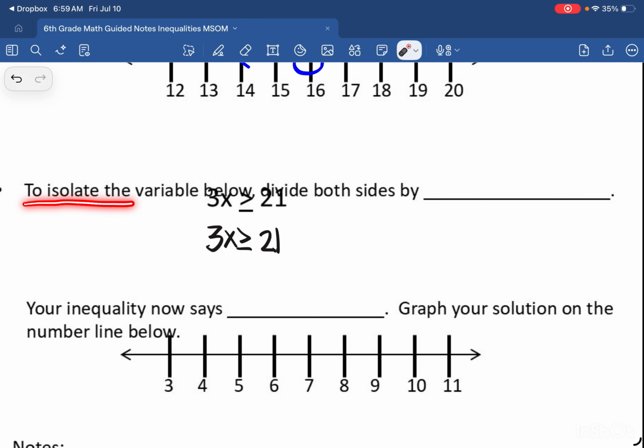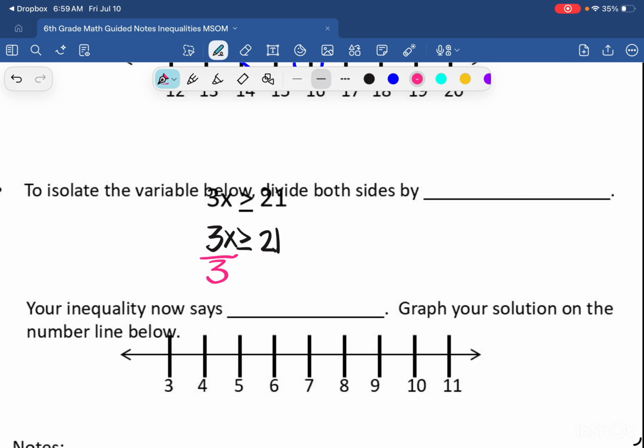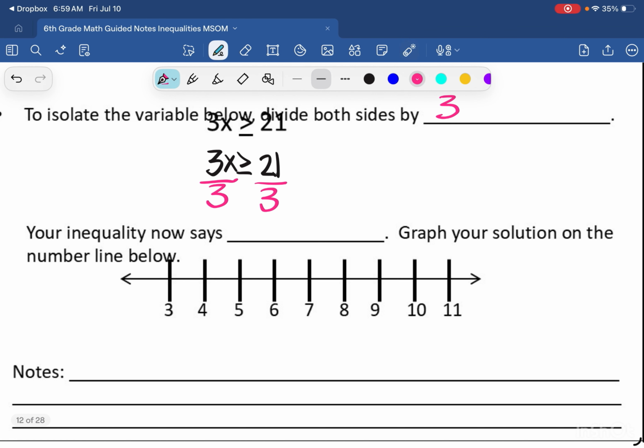To isolate the variable below, we're going to divide both sides by 3, because we have 3x and we just want 1x. Your inequality now says, so this will cancel, 21 divided by 3 is 7. So my inequality will say x is greater than or equal to 7.